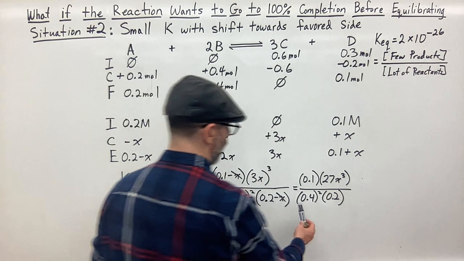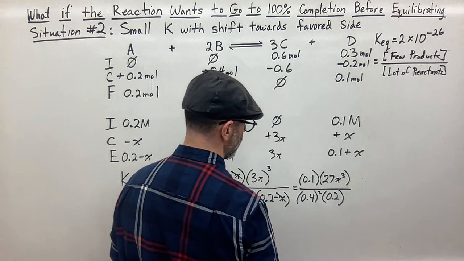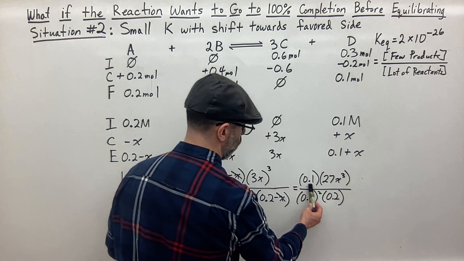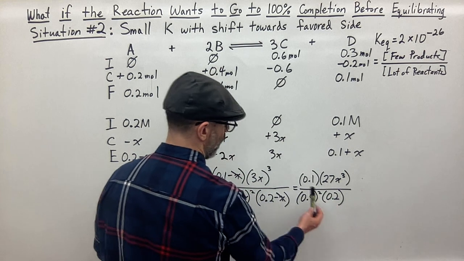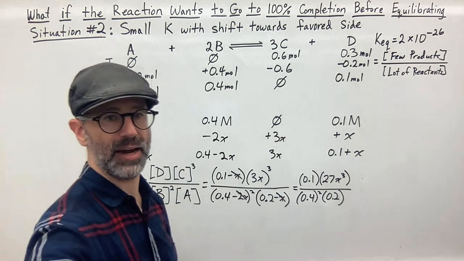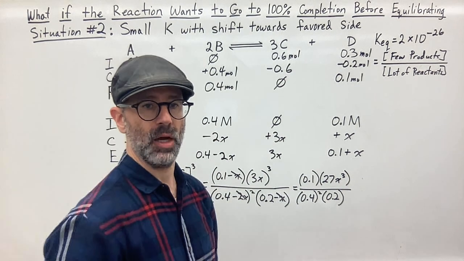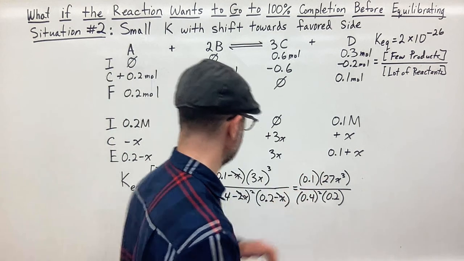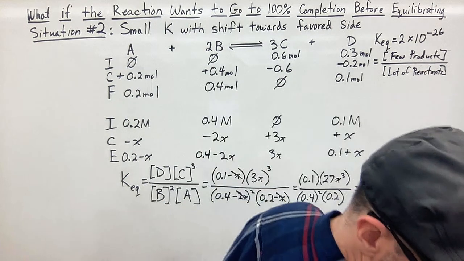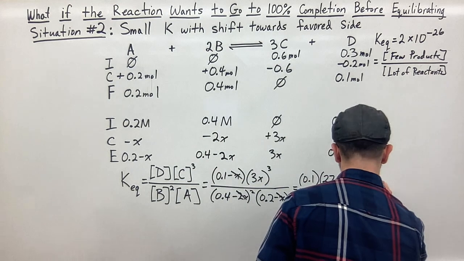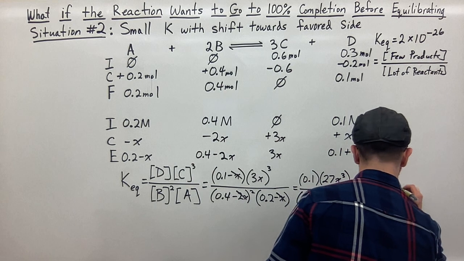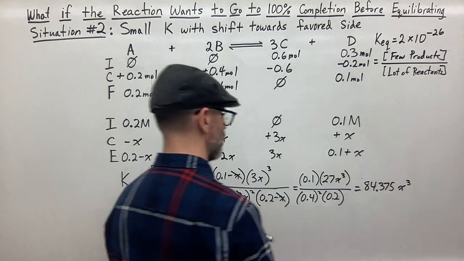So if I complete this here, I can simplify this. I can take 0.1 multiplied by 27 and then divide that by this and divide it by this. So let's go ahead and calculate that. Okay, so when I calculate this out, I get 84.375 x cubed.